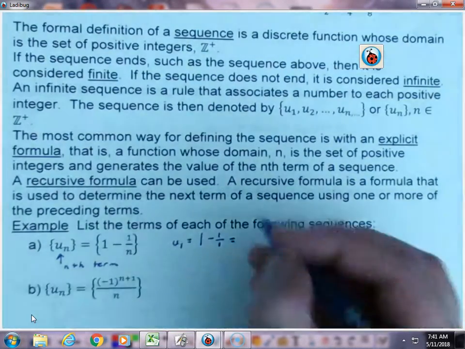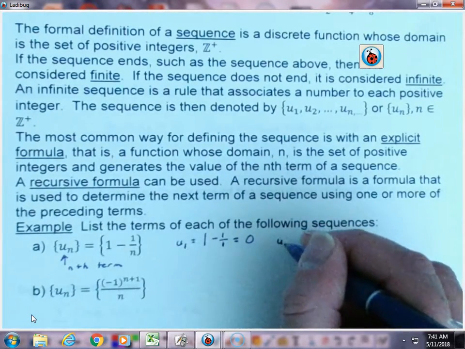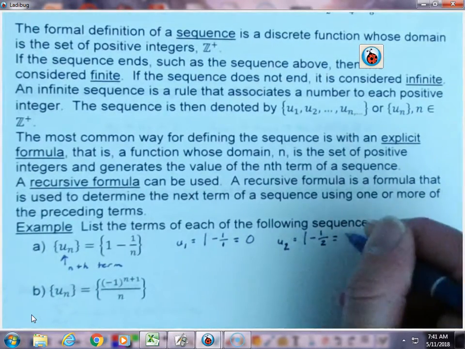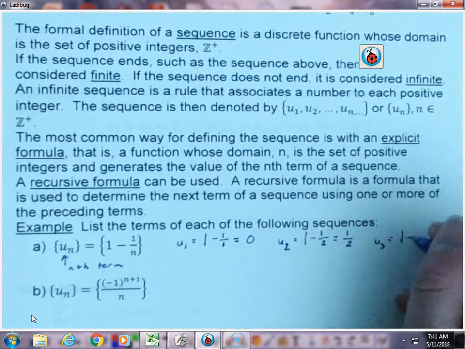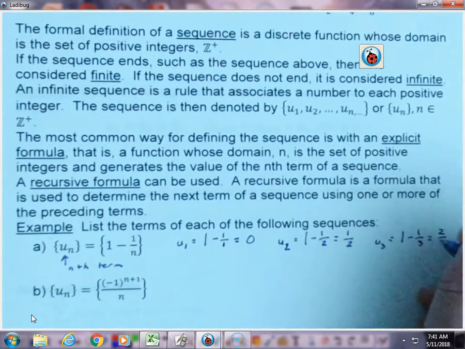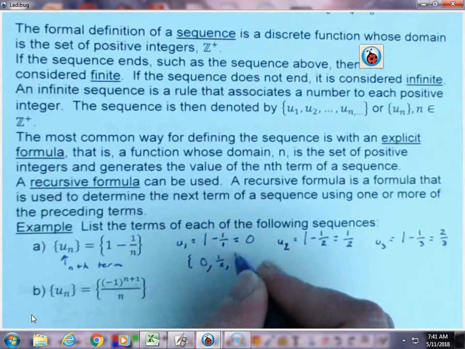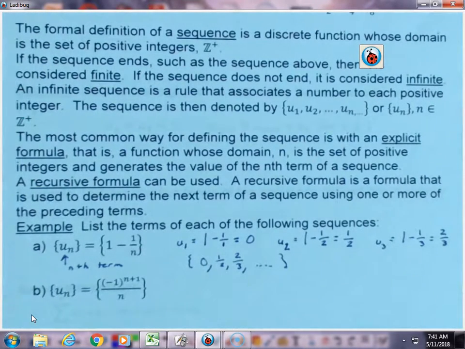And what would you get? Okay, and then u sub 2, you just put in 2. So 1 minus a half. And we'll do one more, u sub 3, 1 minus 1 over 3. Okay, and so I'm just going to write those out. 0, 1/2, 2/3, and we could keep going. And if I wanted the 100th, it would be 1 minus 1 over 100. So it would just be 99 over 100. Okay, so I could get to any term I want really quickly.